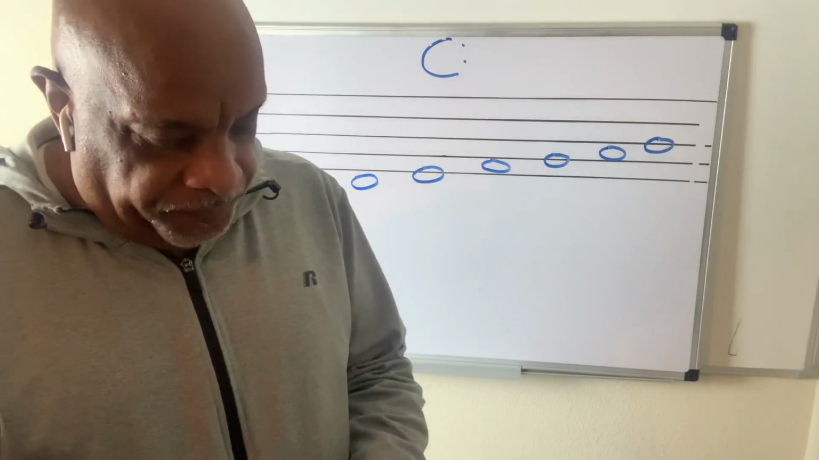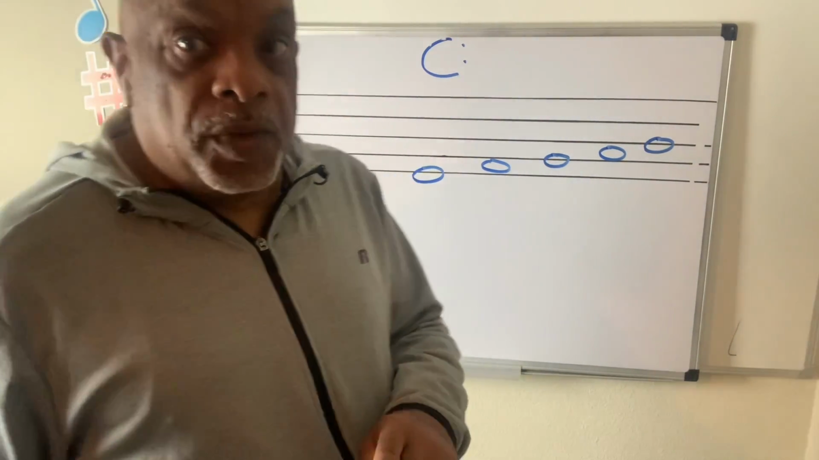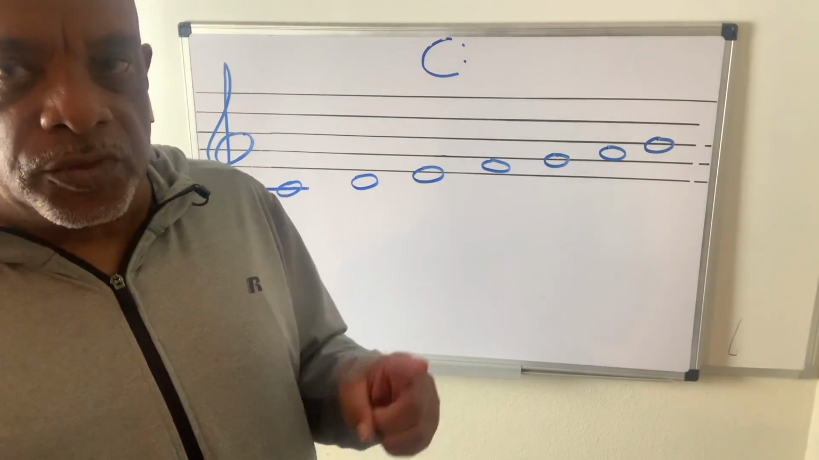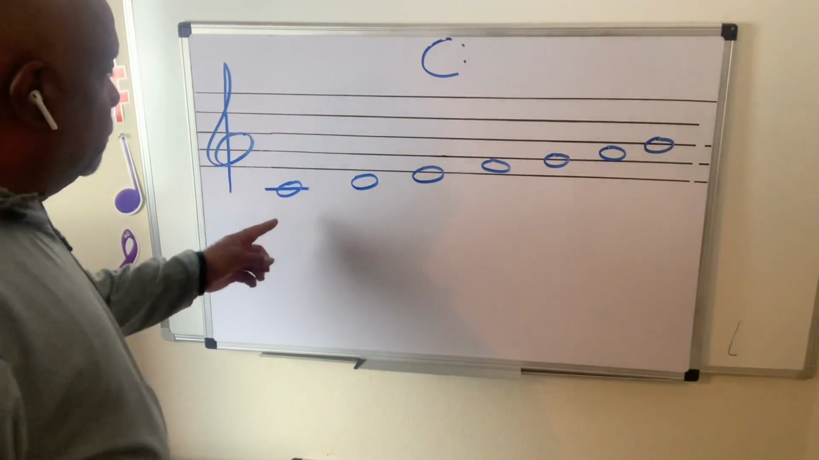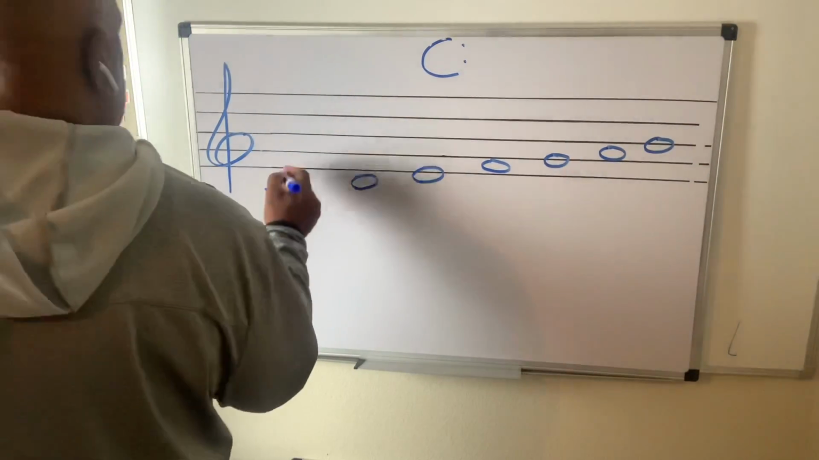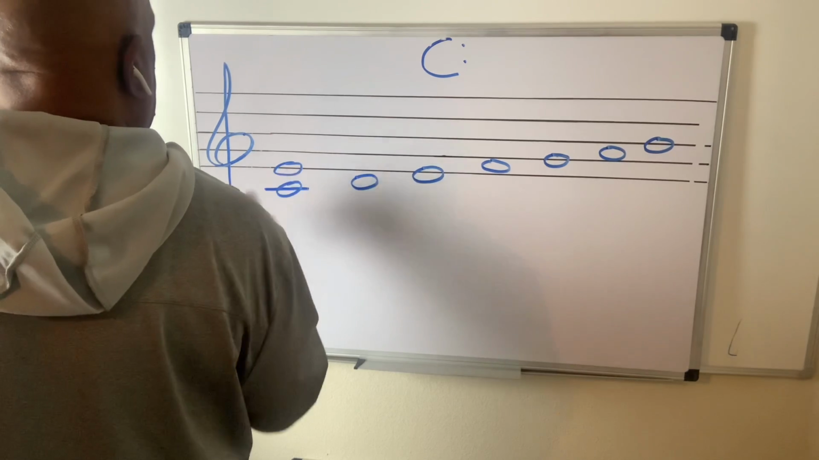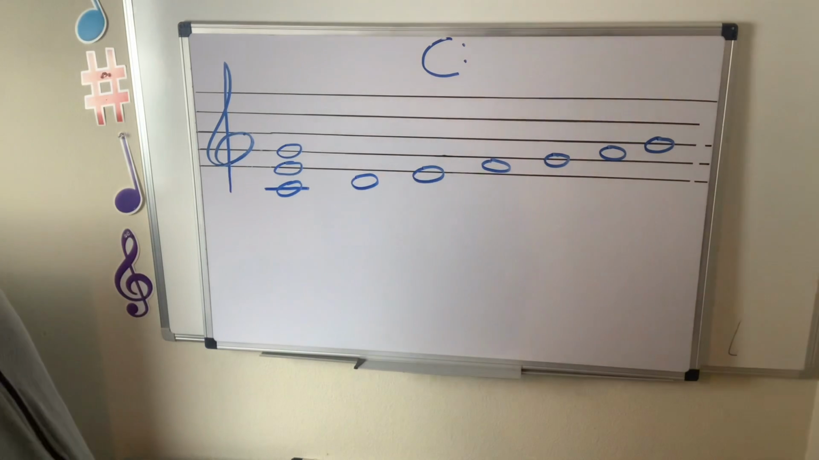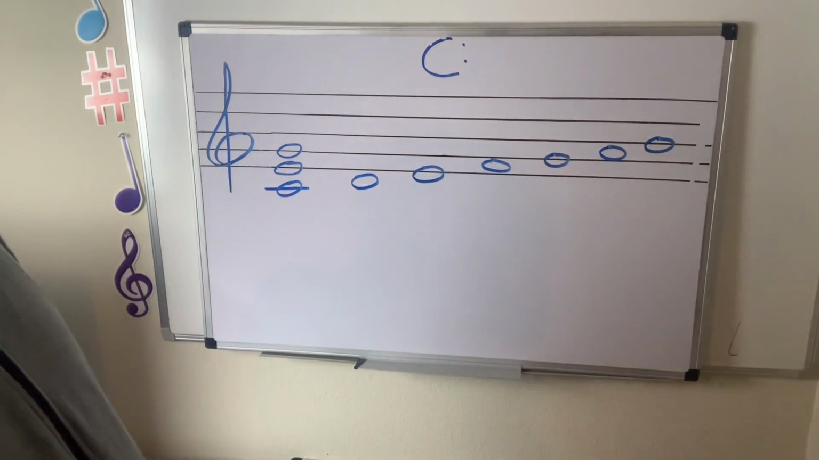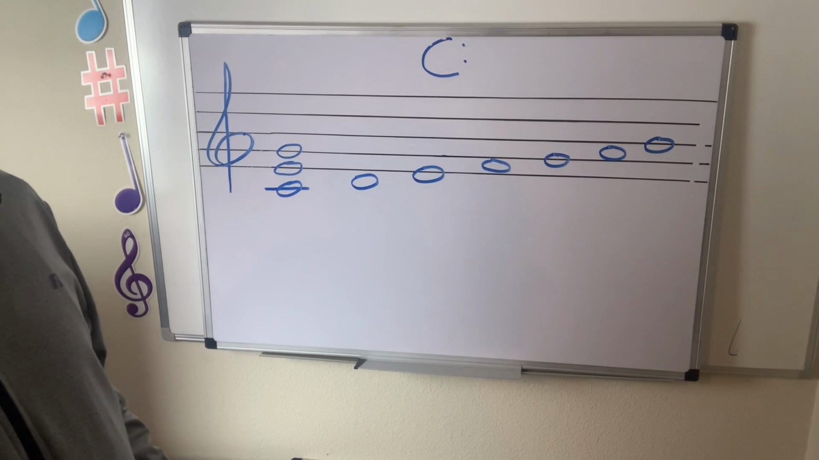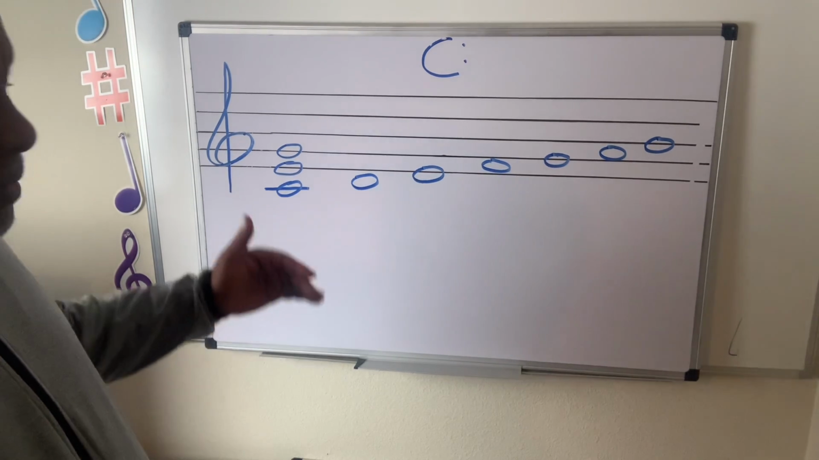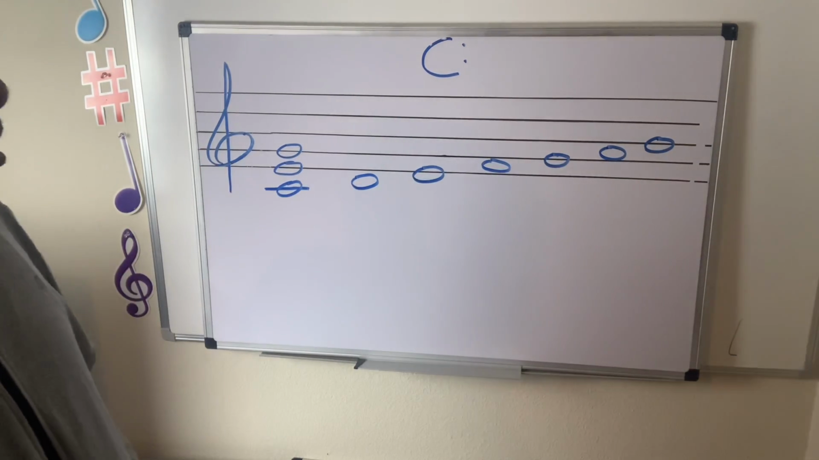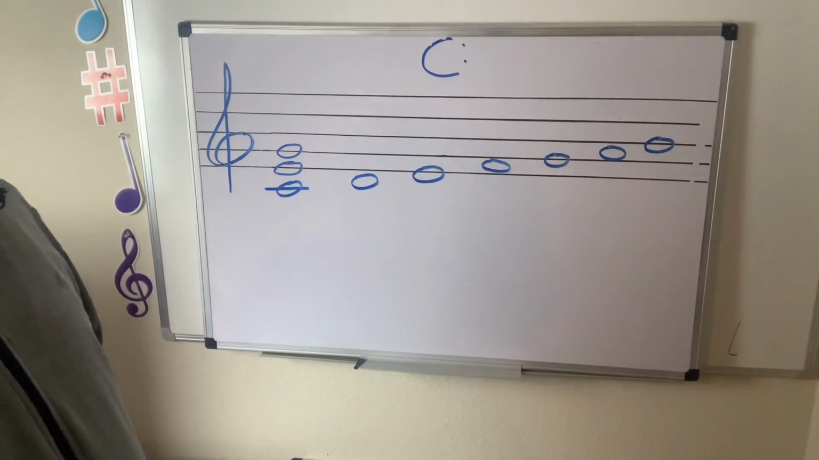So let's go on. Now, a triad, remember, is built on thirds. So let's look at the first one. The first one is C. So a third up from C is what? E. And a third up from E is what? G. So the first one is C, E, G, which is a major triad. Now, why is it not E flat? Why is it not G flat or E sharp or G sharp?